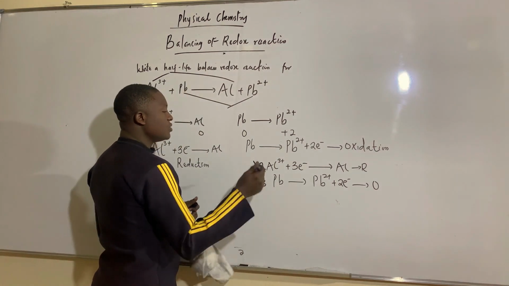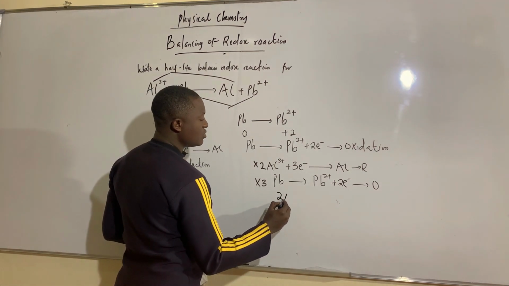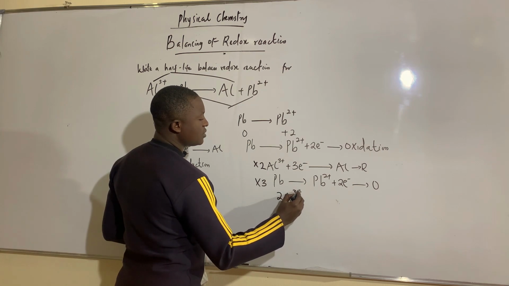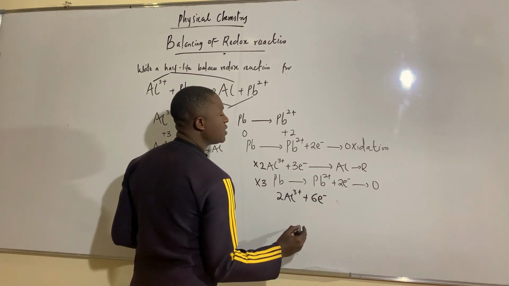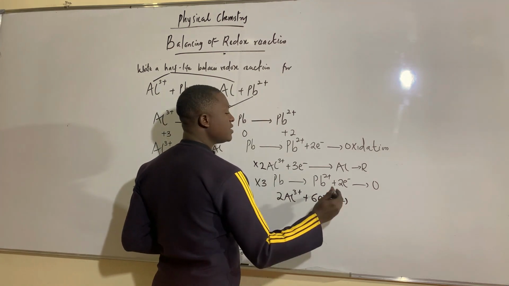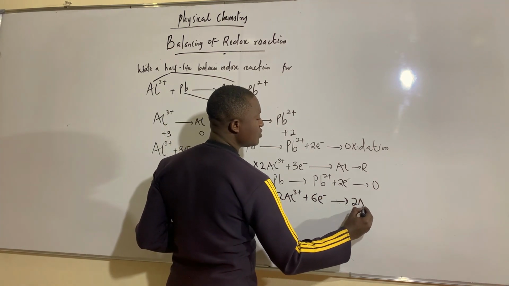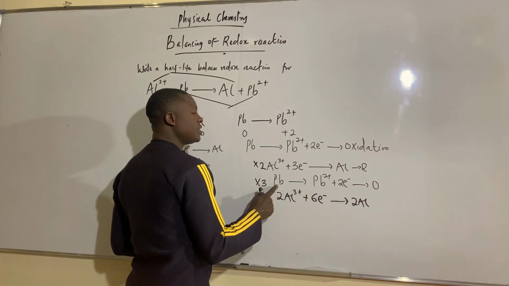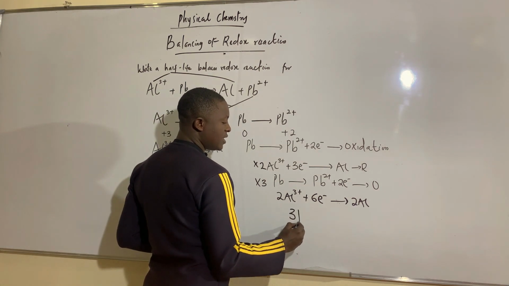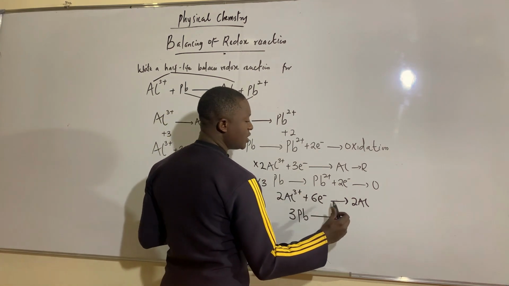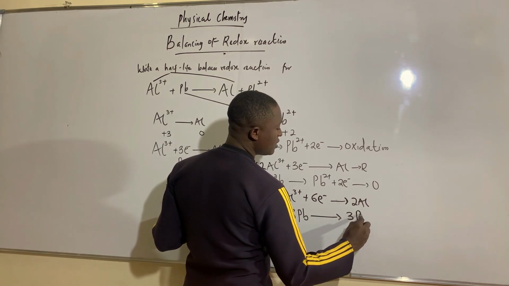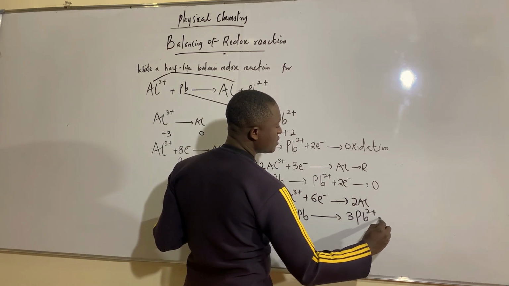So 2 times this, we have 2 Al3+. 2 times 3, we have 6 electron minus. 2 times Al, we are going to have 2 Al. So 3 times lead, you are going to have 3 lead to give 3 times this, we have 3 Pb2+.